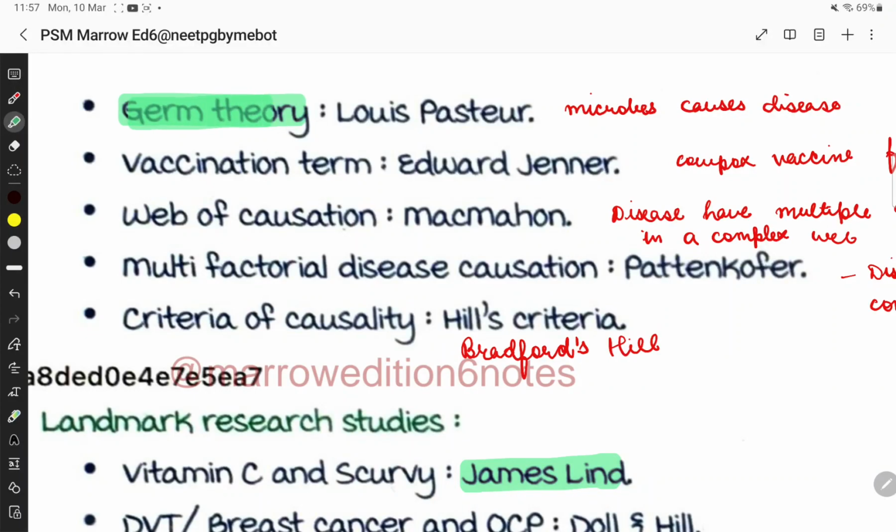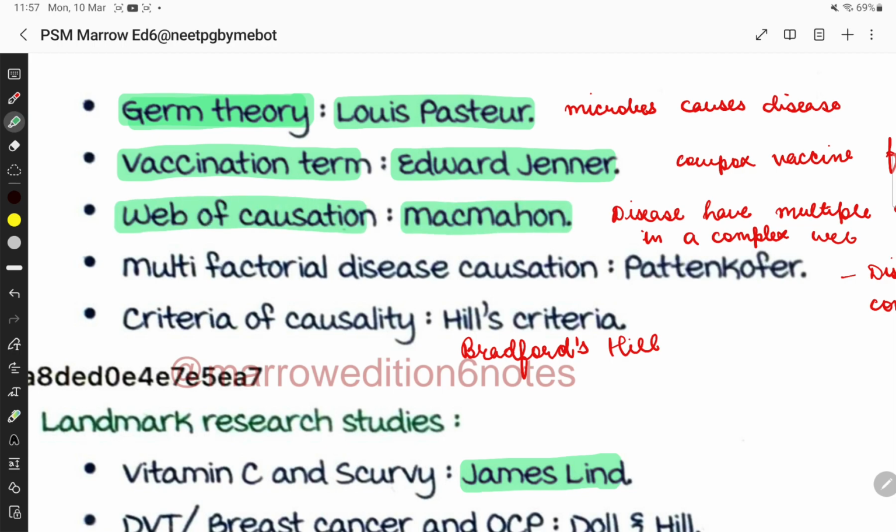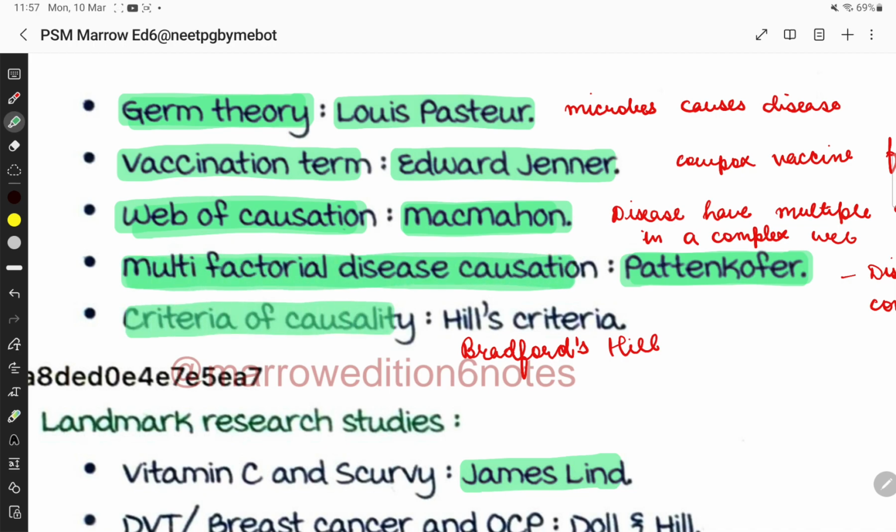Germ theory was given by Louis Pasteur. Vaccination term was given by Edward Jenner. Web of causation was given by McMahon. Multifactorial disease causation was given by Patton Kofer. And criteria of causality is Hill's criteria.